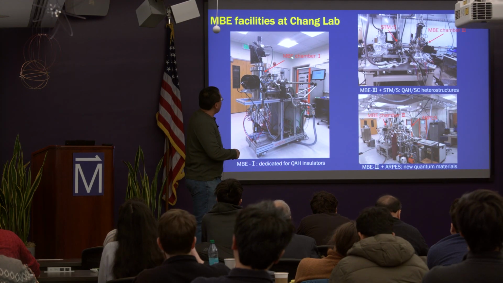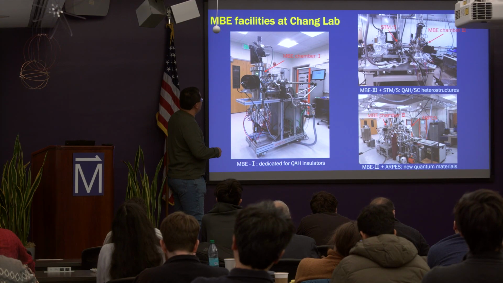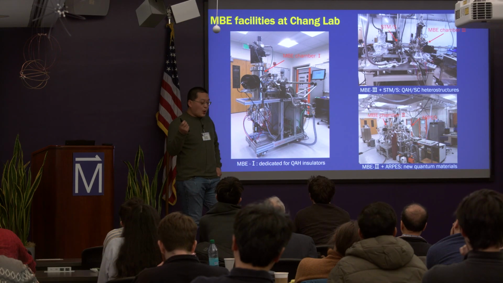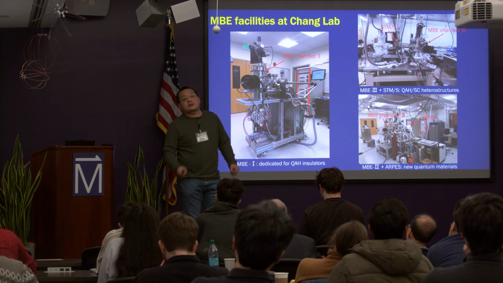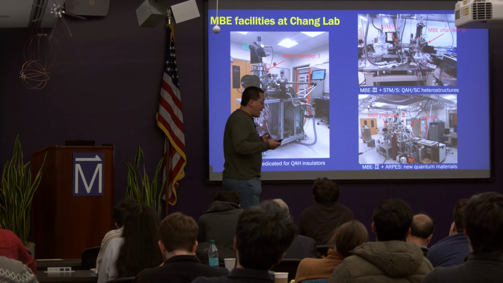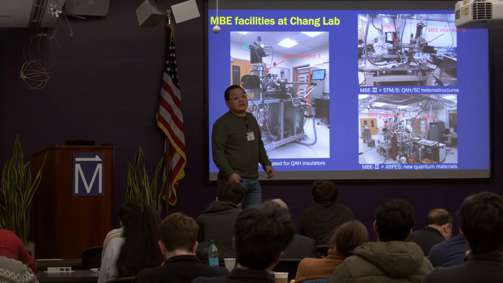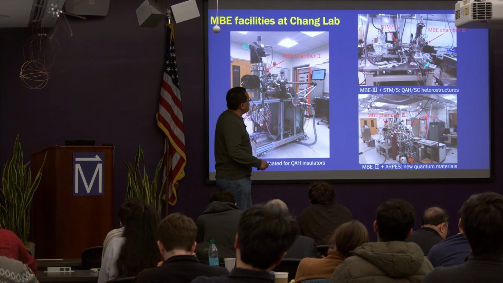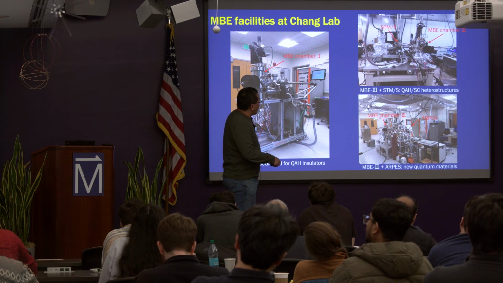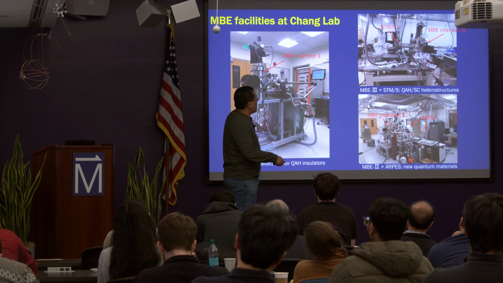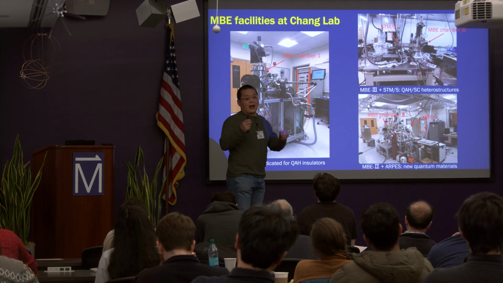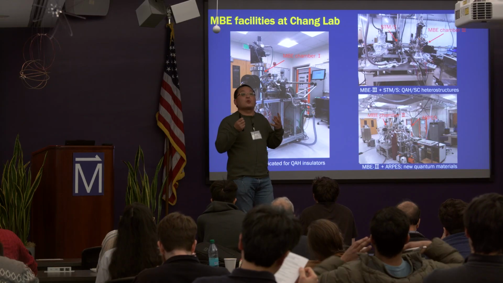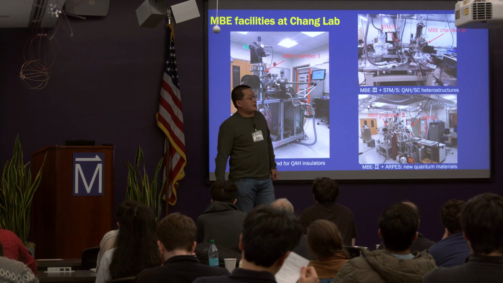And here is the MBE facility in my group at Penn State, and we have three MBE chambers. This is the real picture of the MBE chambers. This MBE chamber is dedicated to the growth of magnetically doped topological insulators. Later, I will show you why and how we use magnetically doped topological insulators for the realization of quantum anomalous Hall insulators. And this is MBE chamber 2, where we can grow the sample and check the electronic band structure using ARPES.